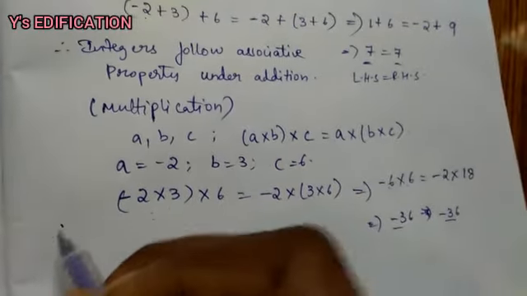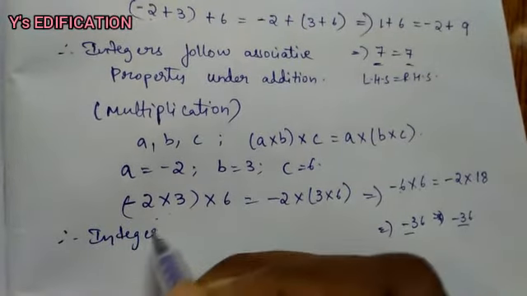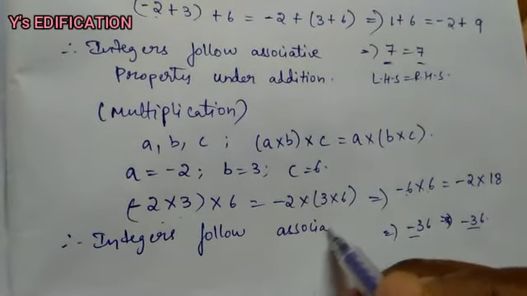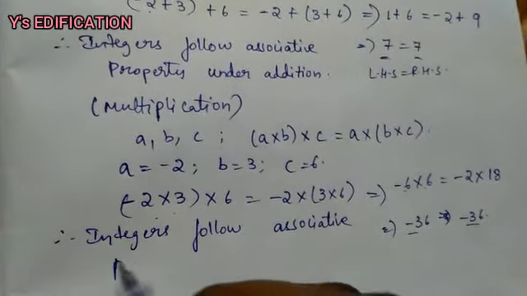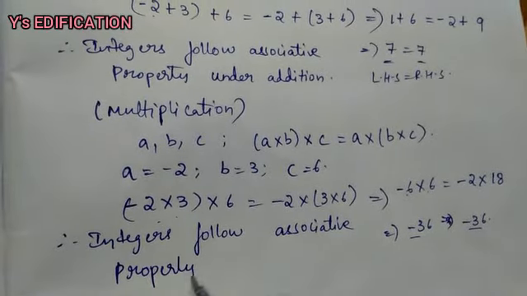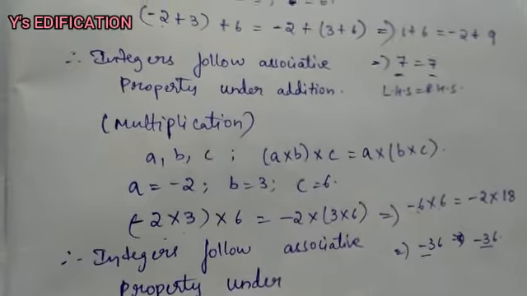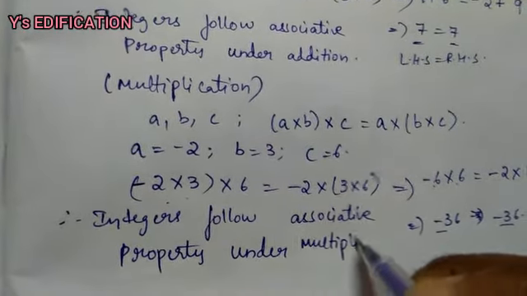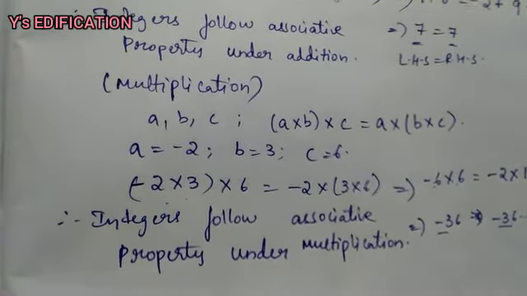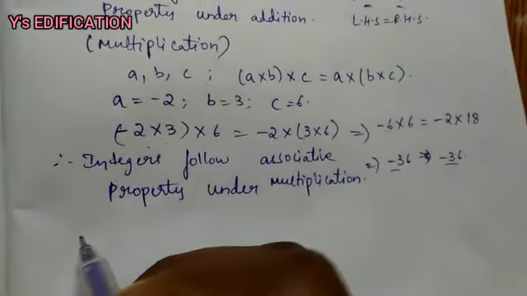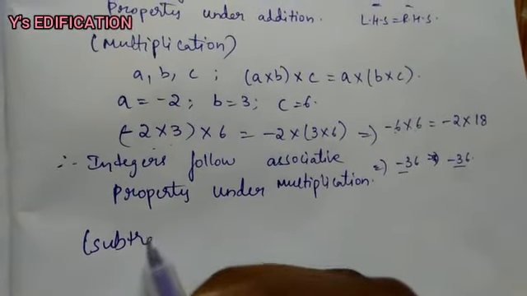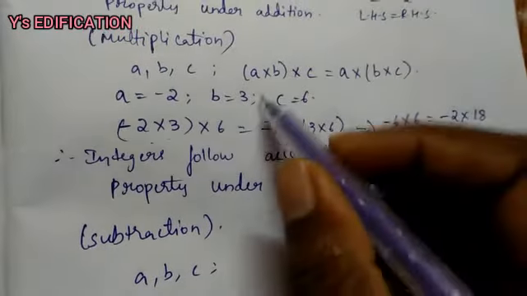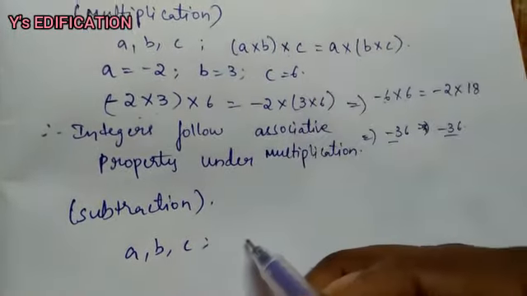So we can say that integers follow associative property under multiplication. Okay, and next we are going to do with subtraction. Same way, take a, b, c and replace this multiplication with minus sign.